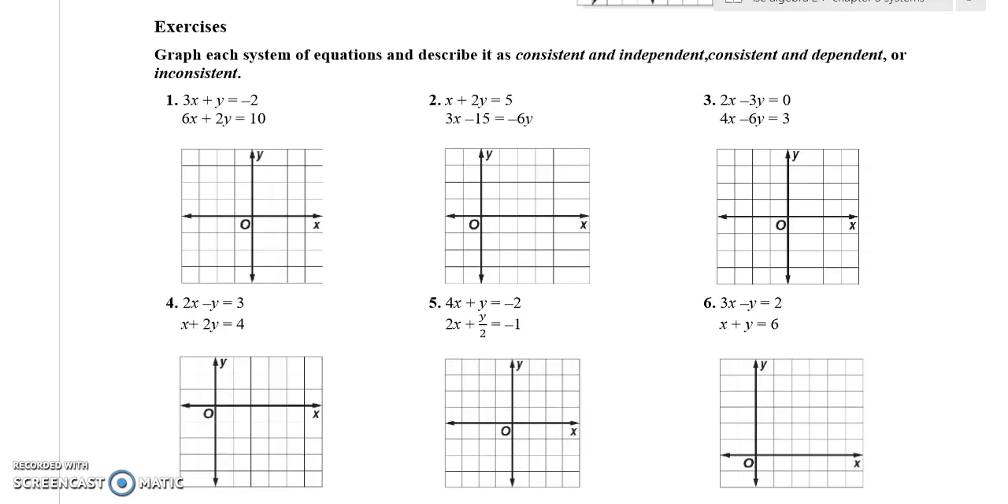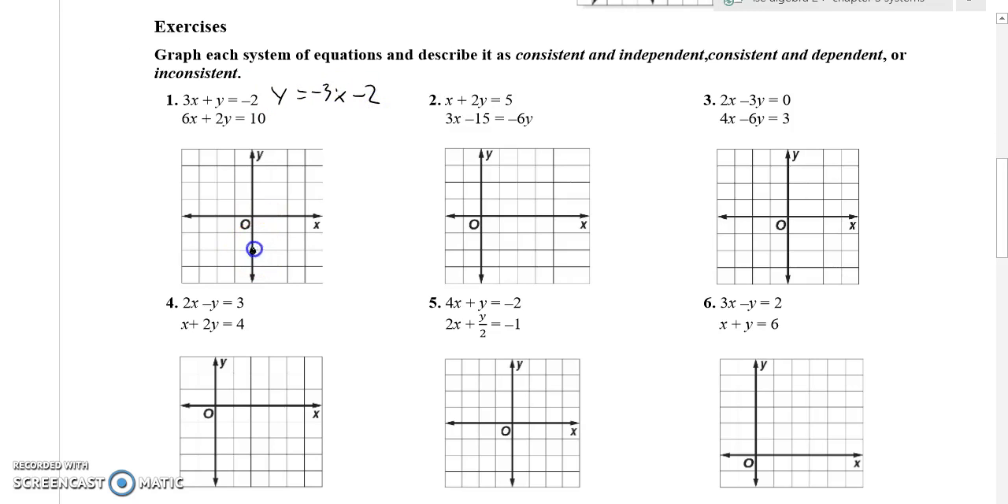We are going to graph each of these equations and describe the system as consistent and independent, consistent and dependent, or inconsistent. So moving right along to the graphing in number 1, 3x plus y equals negative 2. I'm going to use y equals mx plus b. So y equals negative 3x minus 2.